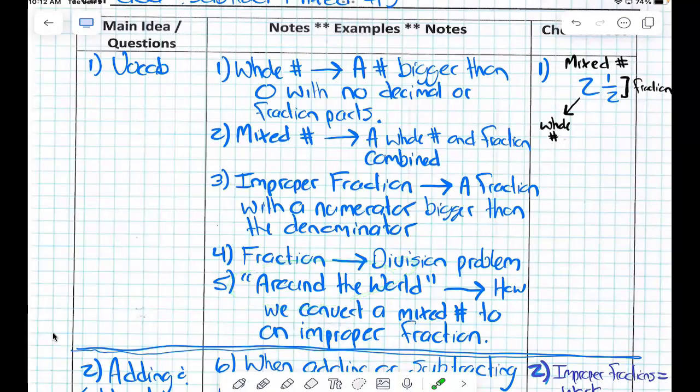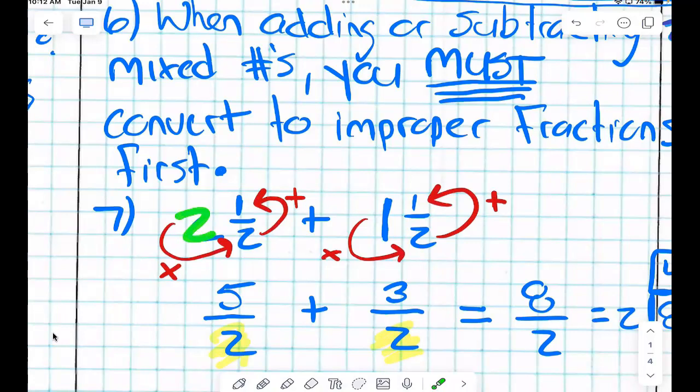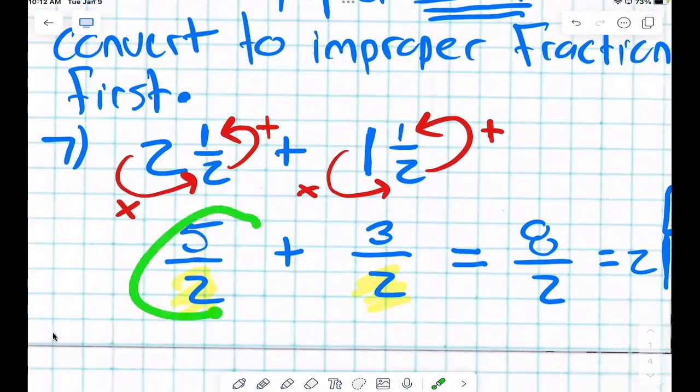Around the world, okay? We're all going to read this one together on the count of 3. Everyone's going to stay together. 1, 2, 3. When adding or subtracting mixed numbers, you must convert to improper fractions first. So when I look at 2 and 1/2, and I am adding to it 1 and 1/2, are these mixed numbers? Yes. Can I just add those as they are? No. What do I need to convert them to? Improper fractions. And what process do we use to convert to improper fractions? Around the world method. So once we do around the world, we've got 5 halves and 3 halves, yes?